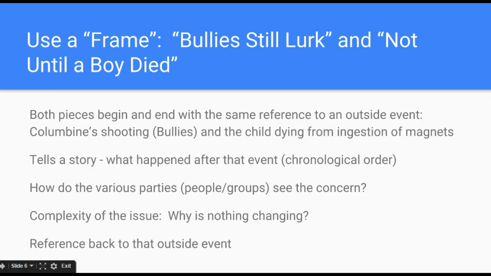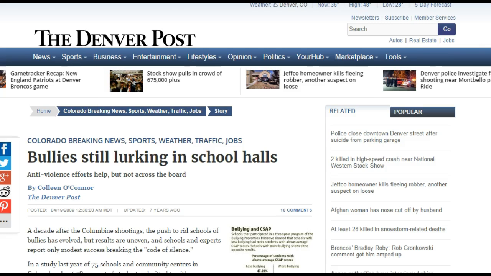And then another kind of general outline type that you might use is using a frame. And by a frame, I mean that the pieces end and begin with a reference to the same outside event or the same anecdote. And there's two different pieces that might remind you of this one. So, for example, if you look at the bullies are still lurking in the school halls. This was very popular among the readers. A lot of students in our class wanted to read this for a reason.